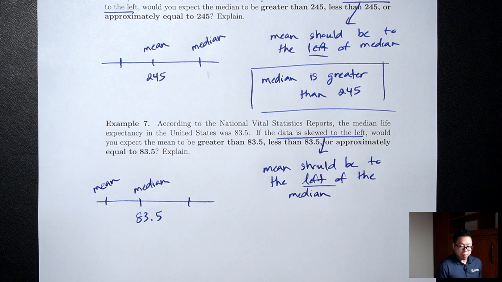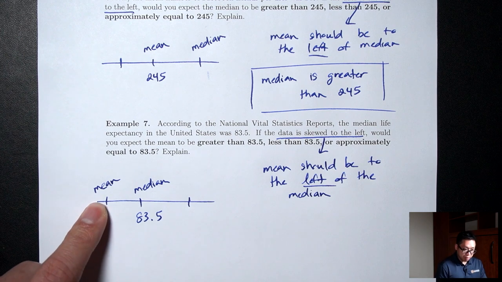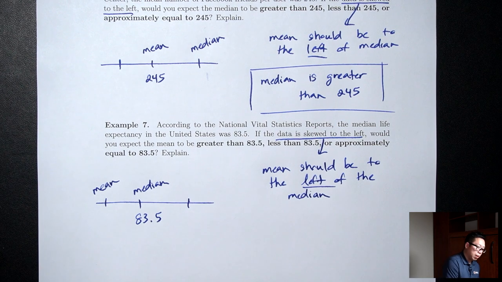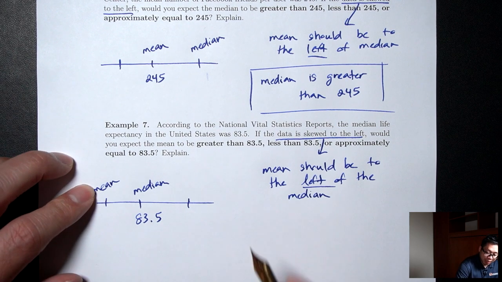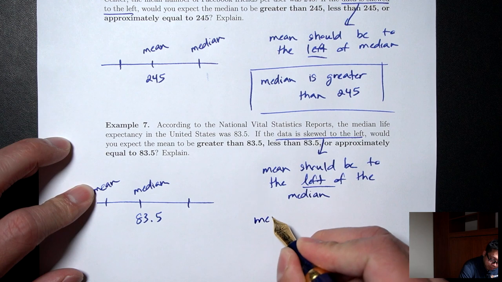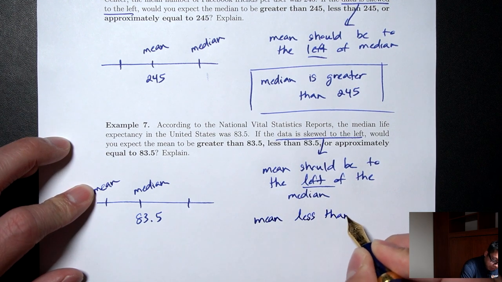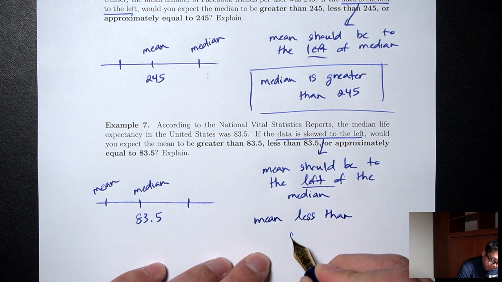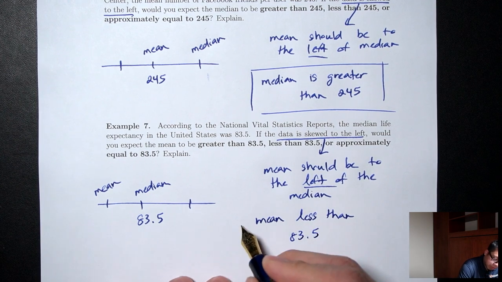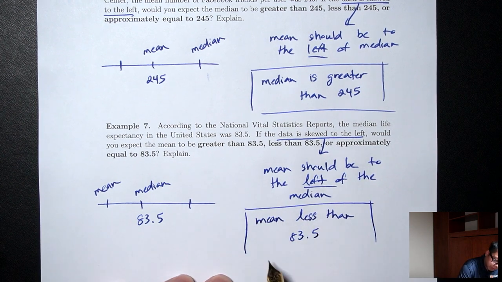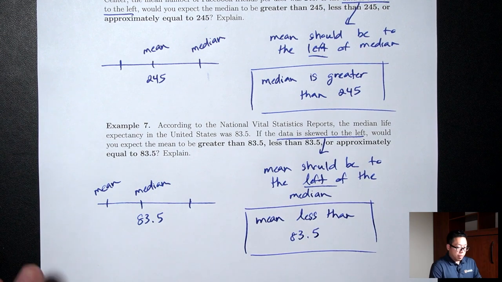And now what does this mean? This means that the mean is less than, because it's to the left. So being to the left means you're less than. The mean is less than 83.5. And that's all I have for you today.